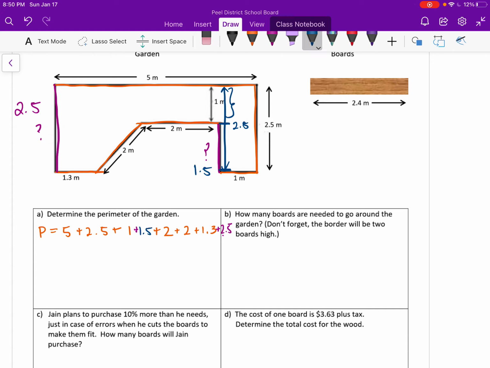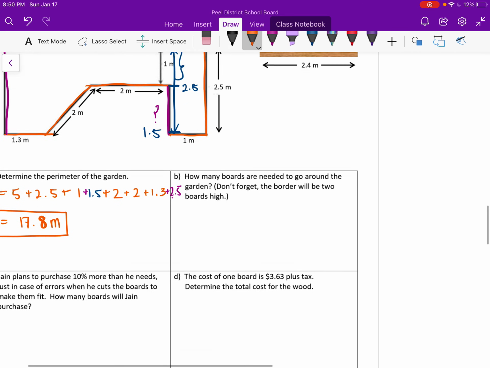And now I'm going to do the hardest part, which is add everything together and hope I don't lose track. So I'm going to do 5 plus 2.5 plus 1 plus 1.5 plus 2 plus 2 plus 1.3 plus 2.5. And that will give me about 17.8. So now my perimeter is equal to 17.8 meters. Really important, make sure you put in your unit. 17.8 meters. So it says, how many boards are needed to go around the garden?